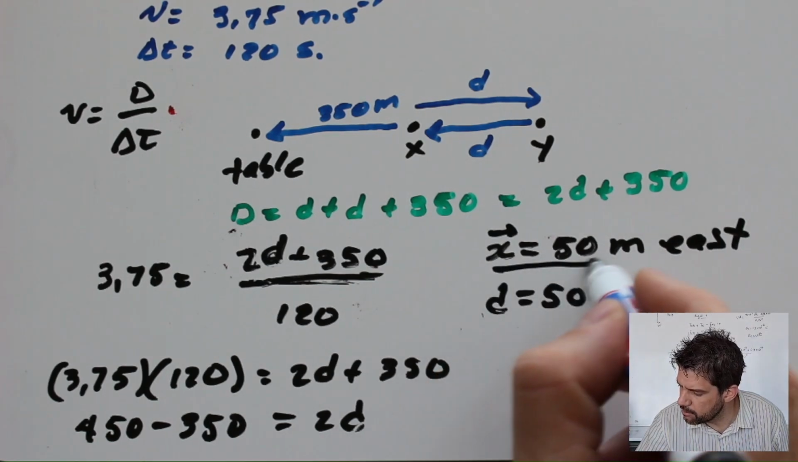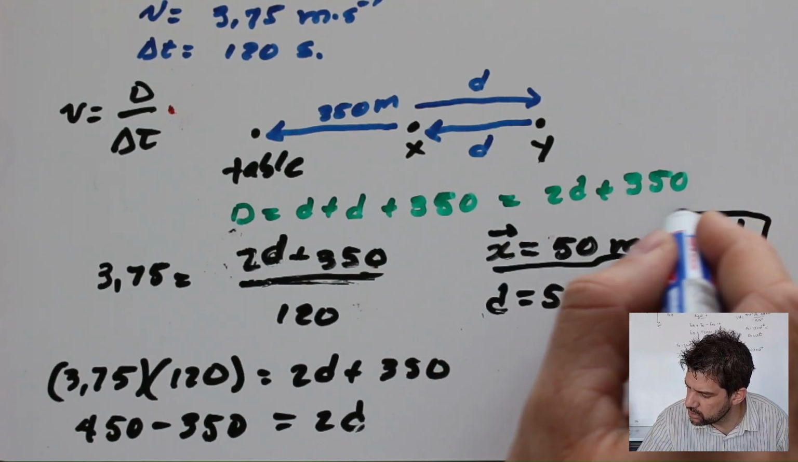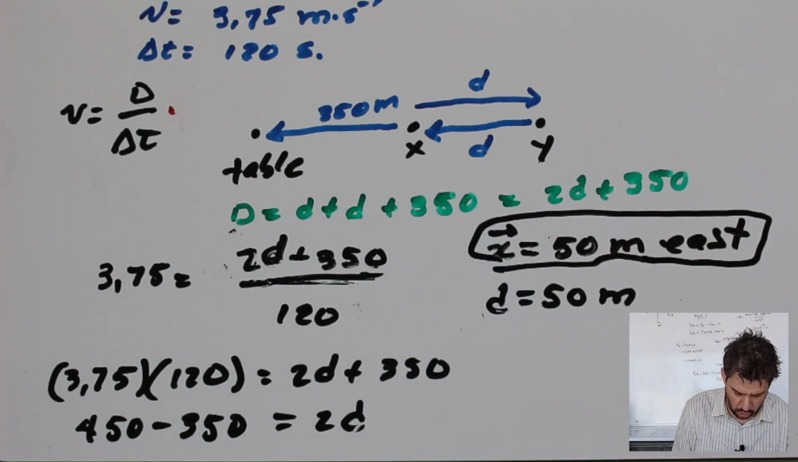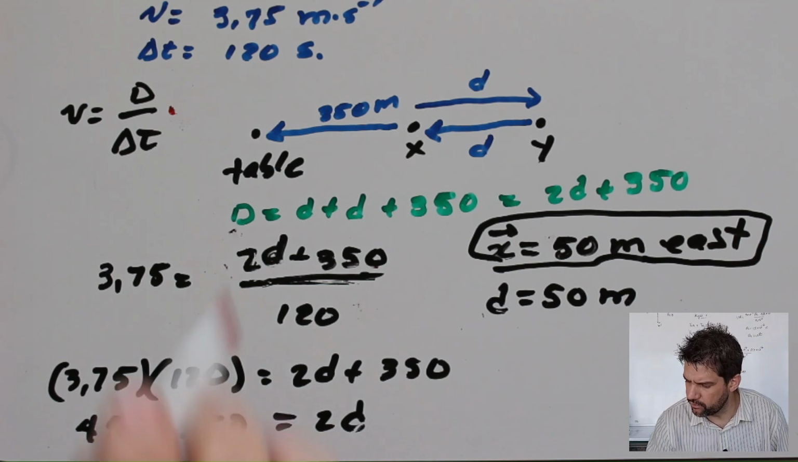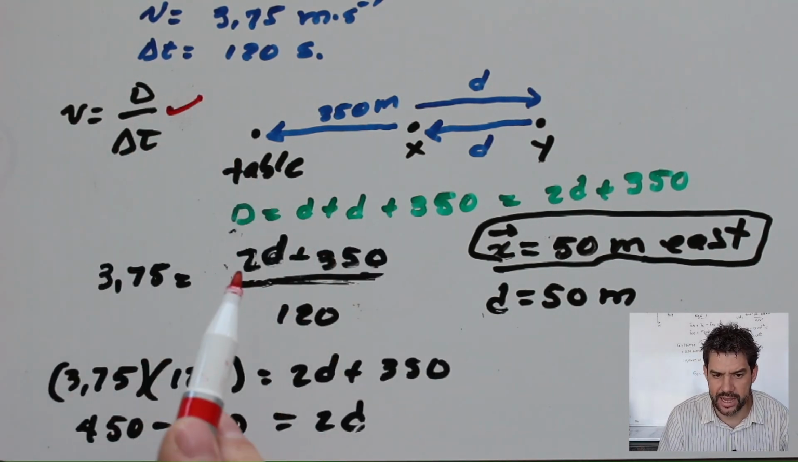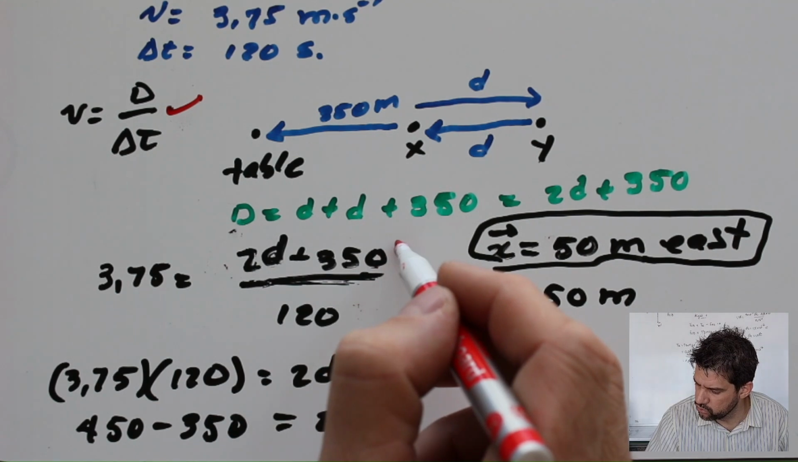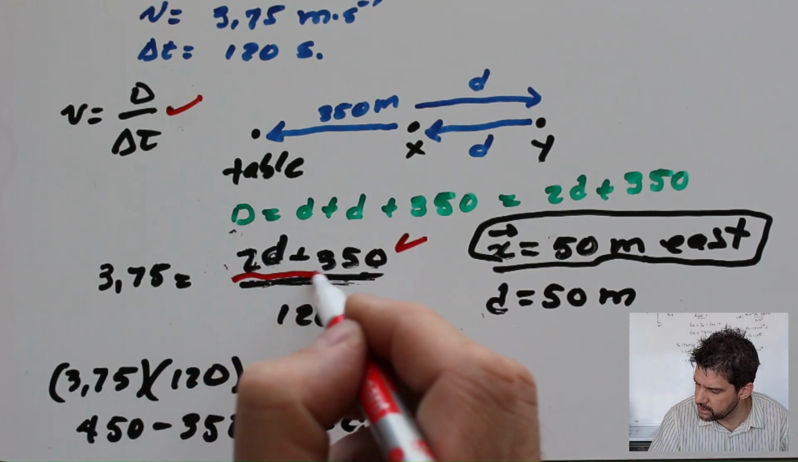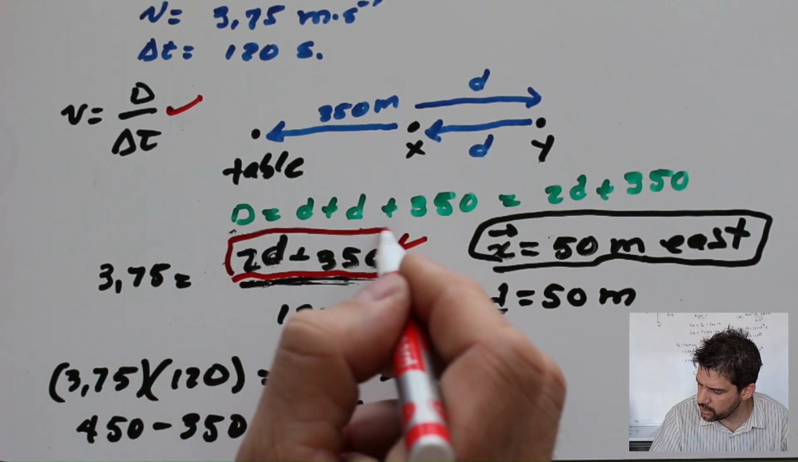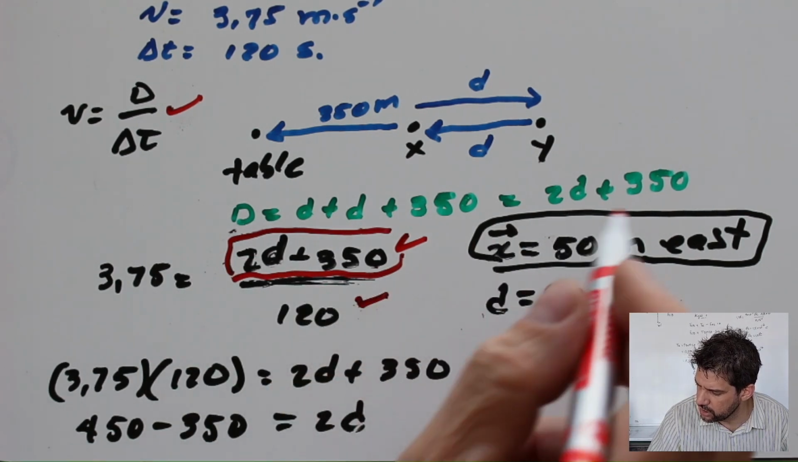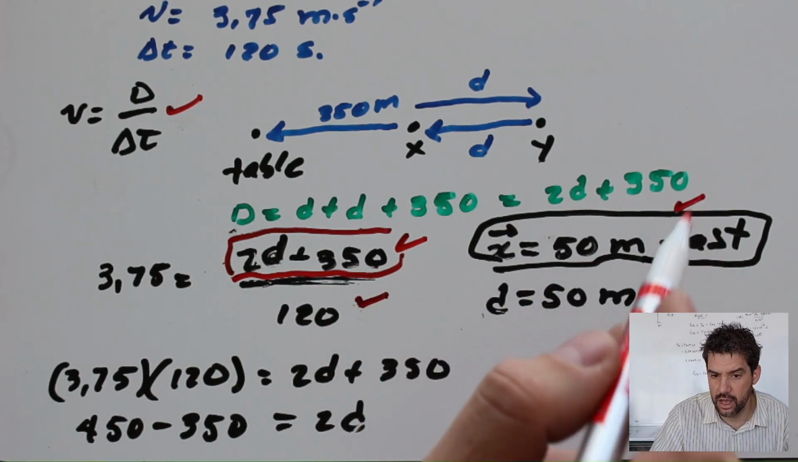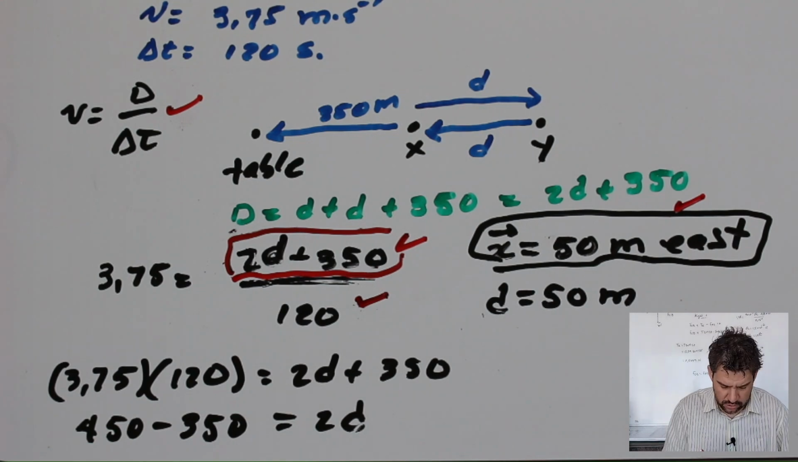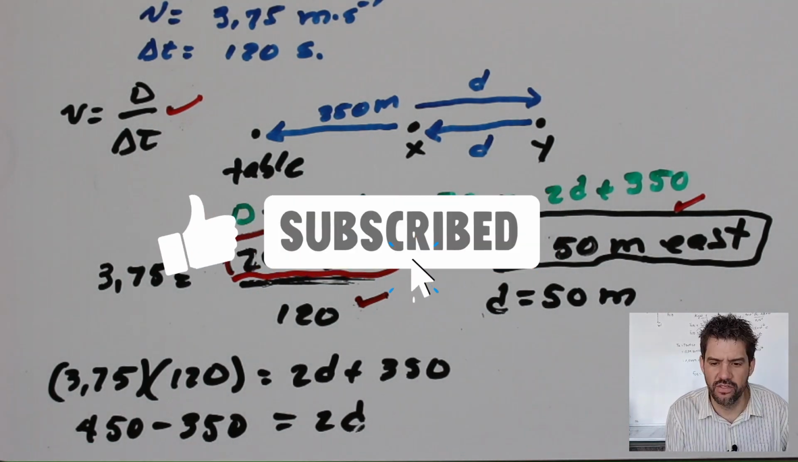What are the marks on this? Oh my goodness, I bumped my hand. So what is the mark allocation here? You will get 1 mark for the formula right here. You will get 1 mark for the substitution of 2D plus 350, which is this side here, guys. 1 mark for the rest of the substitution, and 1 mark for the final answer with the direction once more. So that one will be the end of the equation.